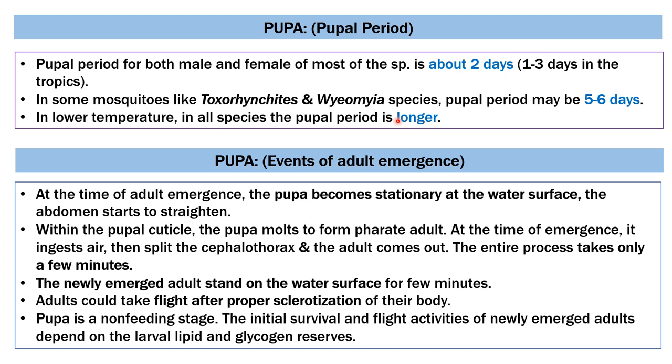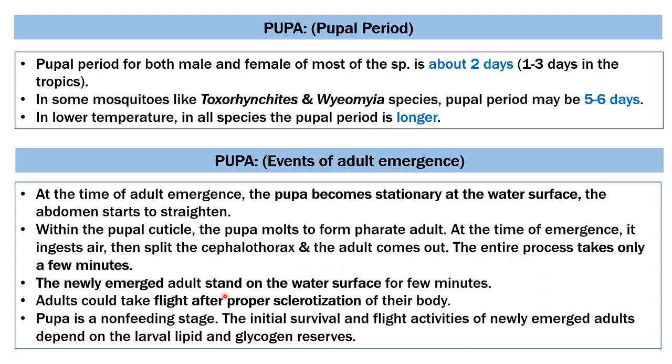At the time of adult emergence, the pupa becomes stationary at the water surface. The abdomen starts to straighten. Within the pupal cuticle, the pupa molds to form the pharate adult. At the time of emergence, it ingests air, then splits the cephalothorax, and finally the adult comes out. The entire process takes only a few minutes.